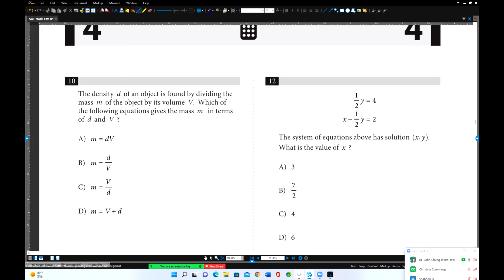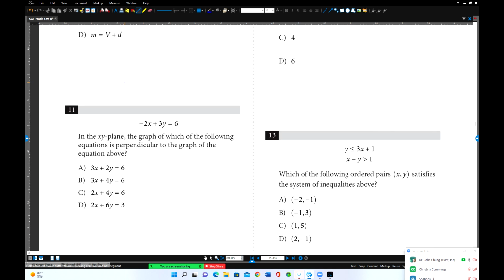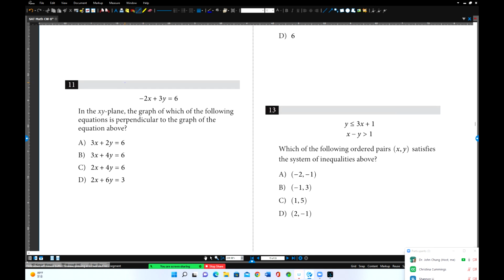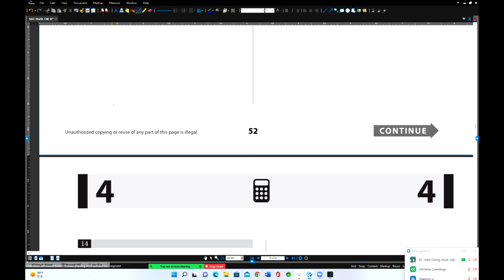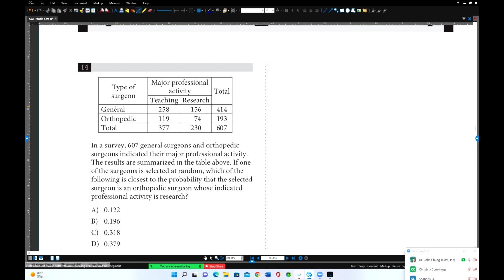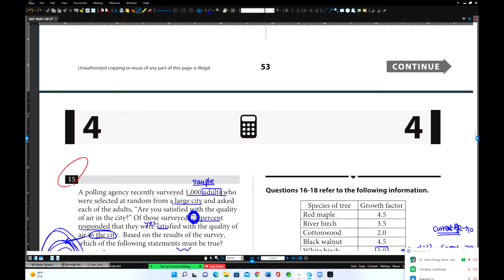But number 10 is okay. Number 12 is okay, I think. That is not hard. So you're going to put this number, okay, into the equation, okay? Check it out. Okay, that is not hard.